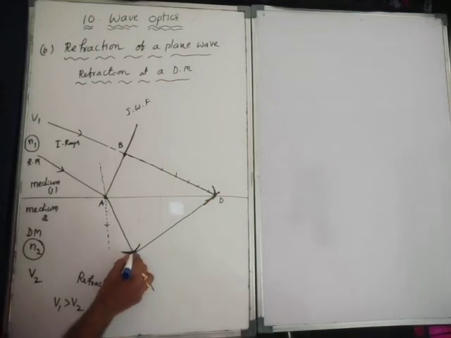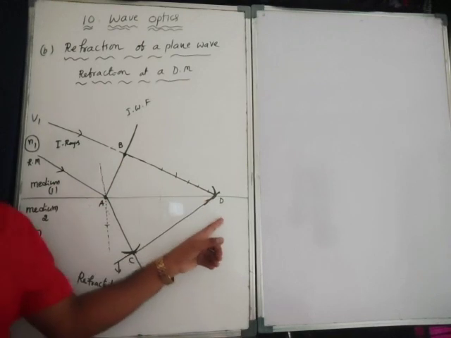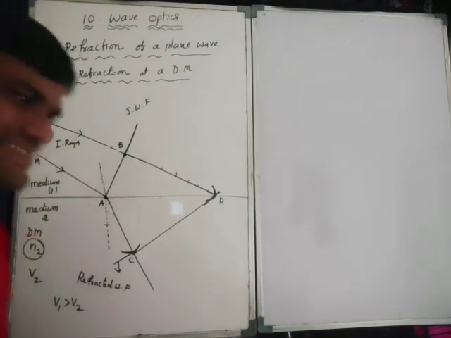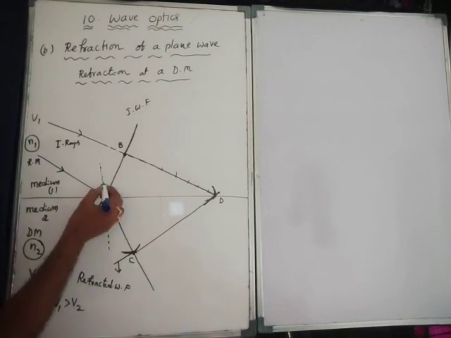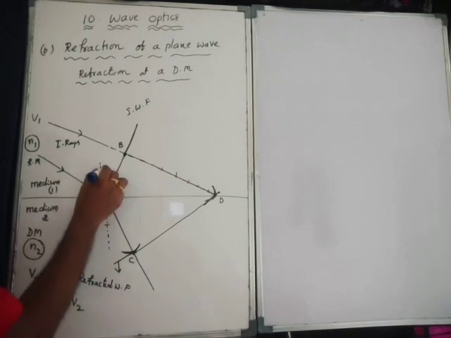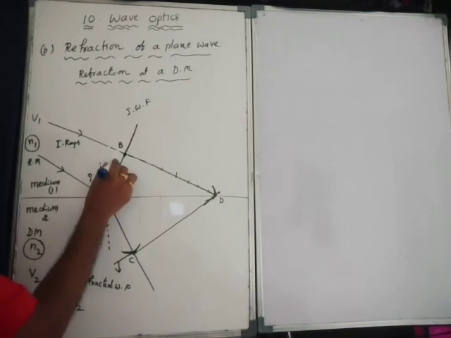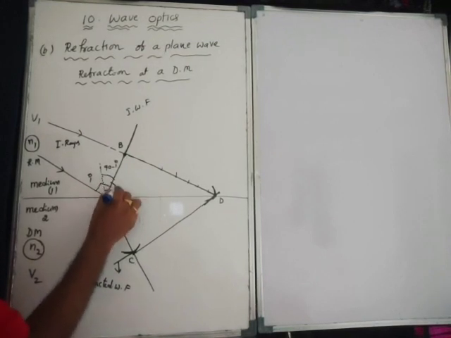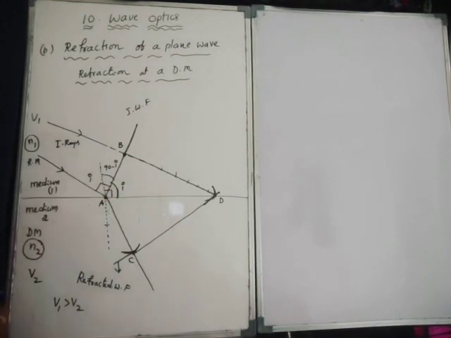I will give this point as C. B to D I have given in the previous diagram. So A to C. Right, so this angle is how much? 90 degrees. So that this is the angle of incidence. This is how much? 90 minus I. Now this angle is how much? Total from here to here is 90. So this is the angle of incidence.